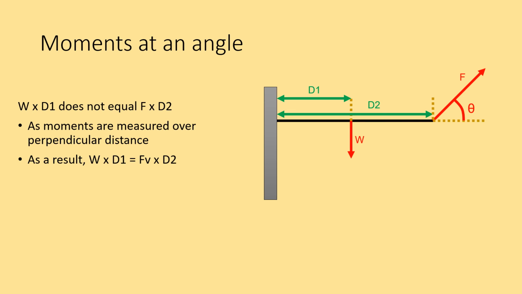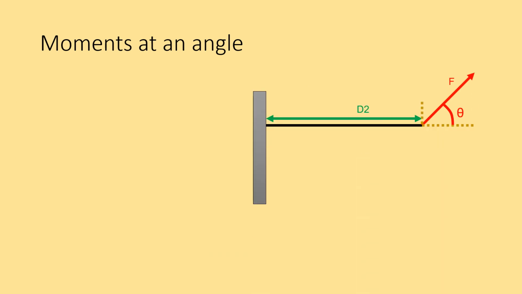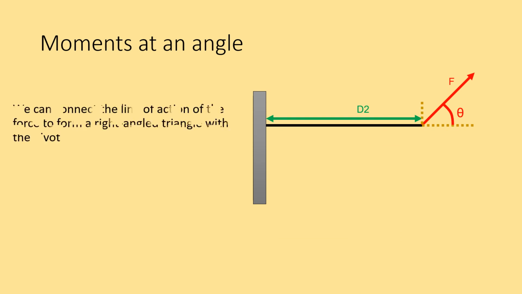So weight times D1 has to be equal to the vertical component of the force V multiplied by D2. Okay, there we go, FV, so that's the vertical component of the force. And so we use trigonometry. So weight times D1 is F sine theta times D2. Okay, so you have D2 and the force. We can connect the line of action of the force to form a right angled triangle with the pivot, and this can help us out with this equation.